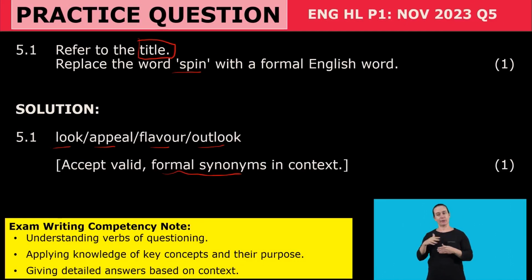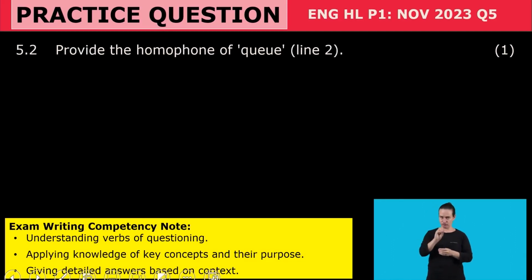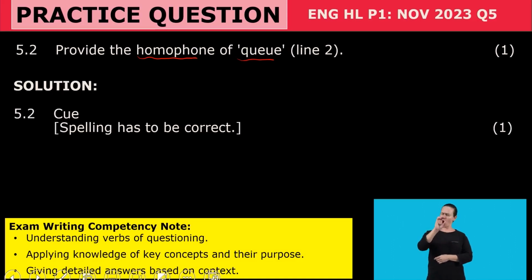Question 5.2 says provide the homophone of the word queue. Now, of course, when I pronounce it, you can hear that queue is the correct answer. Homophones sound the same, but they have different spelling and meaning. So the word queue, like using a cue card, that is what they were looking for. And of course, the spelling has to be correct.